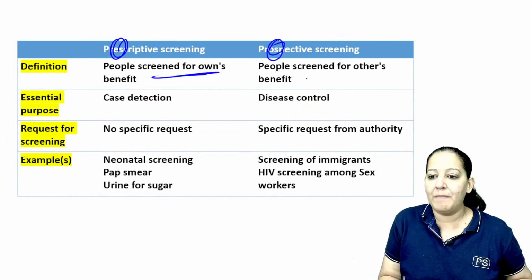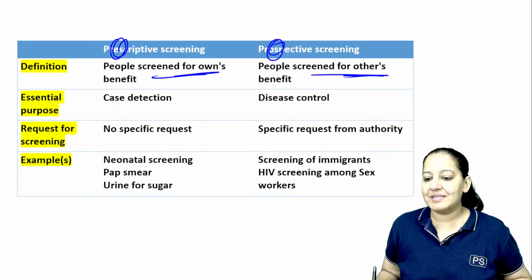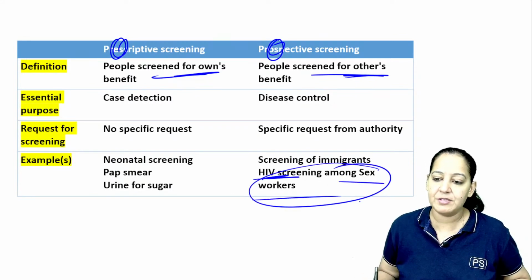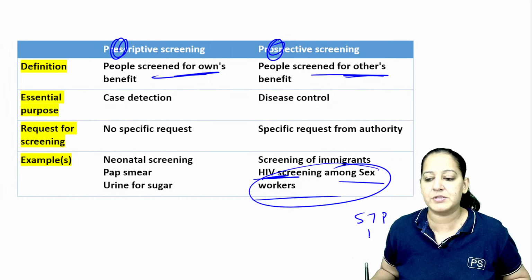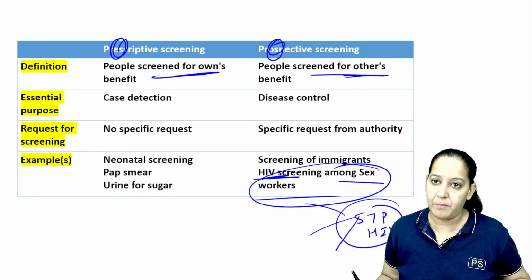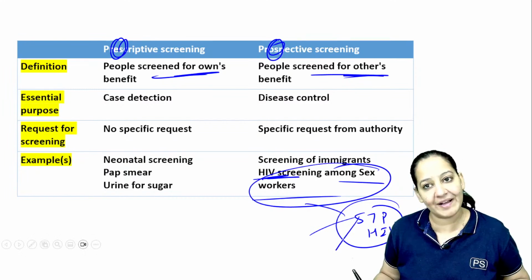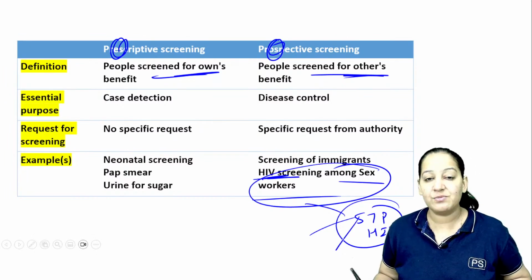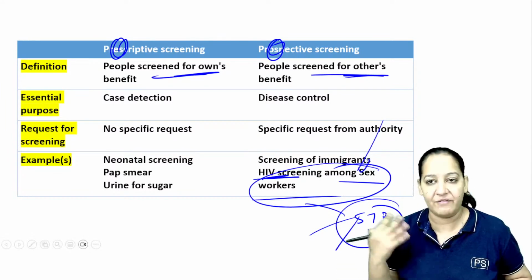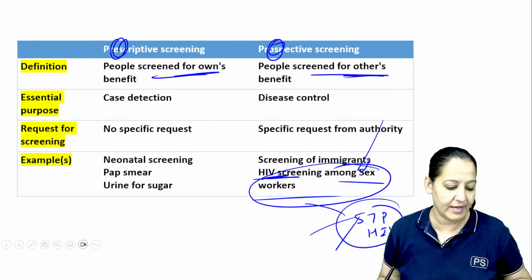Prescriptive, prospective: own benefit, others' benefit. Here the best example is the screening among the sex workers. Just suppose a prostitute is having some STD or HIV. Asking the prostitute about all the clients is very important, and you have to trace all the clients of that prostitute. So that is for the benefit of others. We are screening the prostitute for the benefit of others, not for her own benefit. Okay, that is the thing.